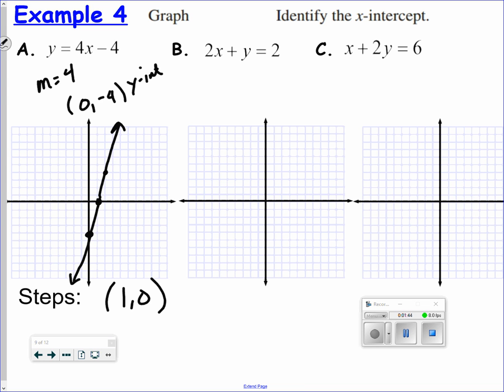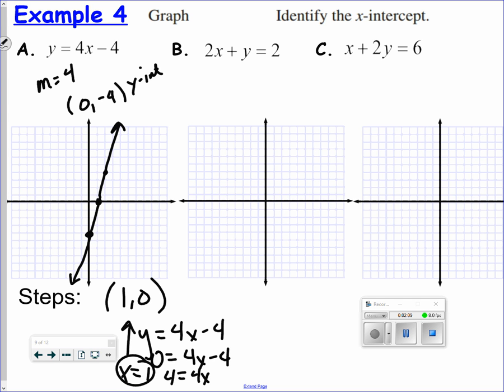Now, let's say I can't tell for sure where it's crossing the x-axis. Then I can go back up into the original equation, put 0 in for y and solve it. Just like I did previously, if you put 0 in for y and solve it, you get the x-intercept. If you put 0 in for x and solve it, you get the y-intercept. Solving this, I'm going to add 4 to both sides and divide by 4. I get x equals 1, which I said previously just by looking at the graph.